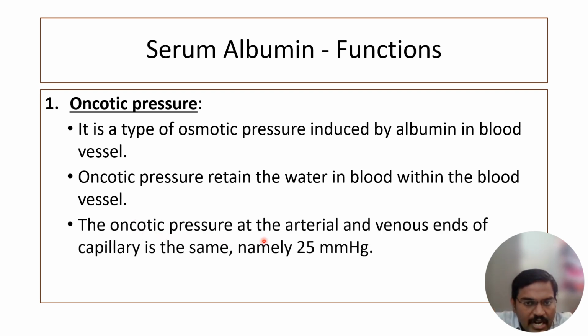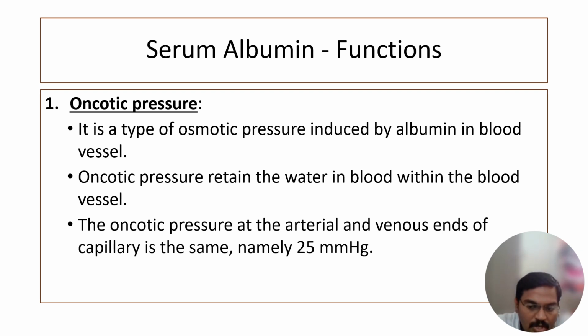The oncotic pressure at the arterial and venous end of the capillary is the same, that is 25 mmHg. So what have we learned? Oncotic pressure is a pressure which mobilizes the water from the tissue into the blood vessel, and this oncotic pressure is induced by albumin. Why do we have to know about oncotic pressure? Because using this mechanism, our tissue gets nutrition. That is, from the artery, water and nutrition will be mobilized to the tissue, and from the tissue, waste products and water will be mobilized to the venous side.